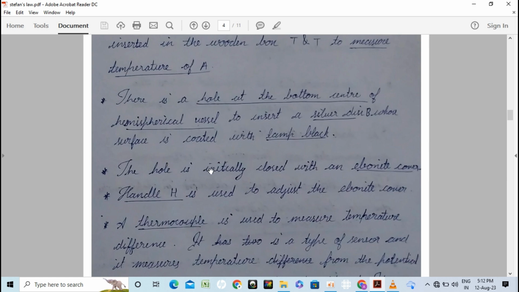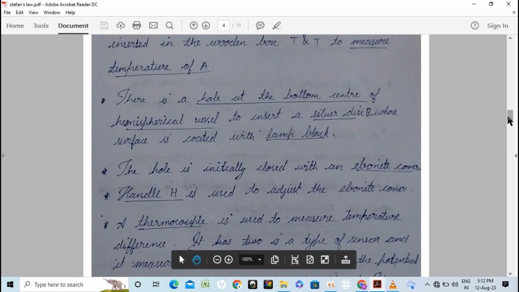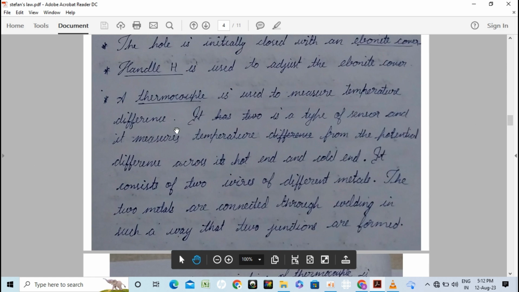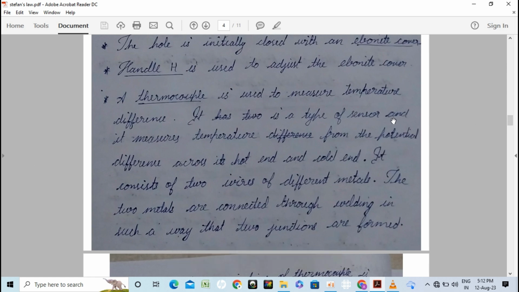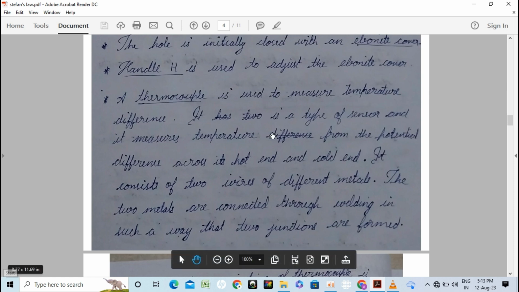Now the hole is initially closed with an ebonite cover. Handle H is used to adjust the ebonite cover. A thermocouple is used to measure temperature difference. It is a type of sensor. It measures temperature from the potential difference across its hot end and cold end. I told you one junction of the thermocouple will be at one temperature and the other junction will be at another temperature. So there will be a hot end and a cold end.